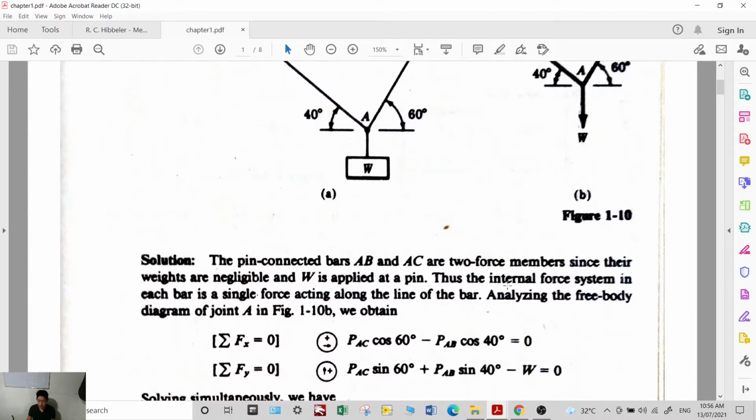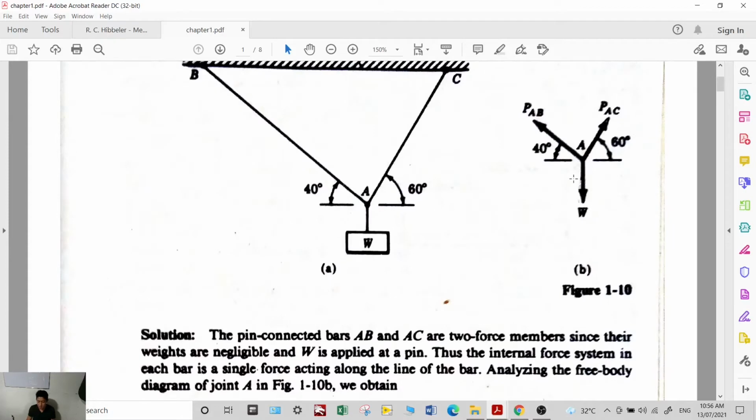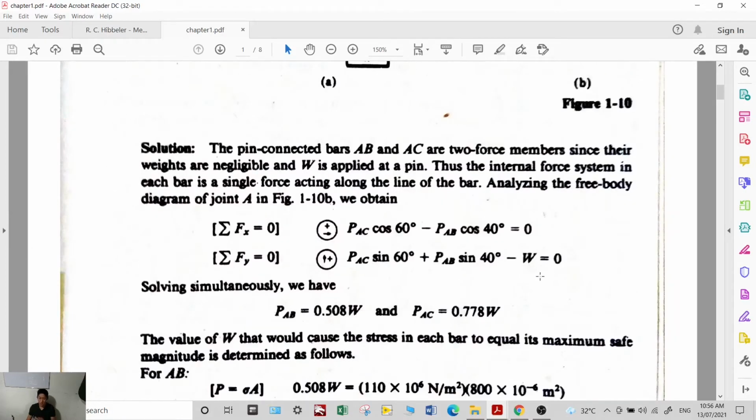And for the vertical axis, you have PAC sine 60 plus PAB sine 40 minus weight is equal to 0. Okay? Now, you need these equations for the forces in terms of weight. From this first equation, you get the relationship between PAC and PAB. Okay, so we will solve this one.